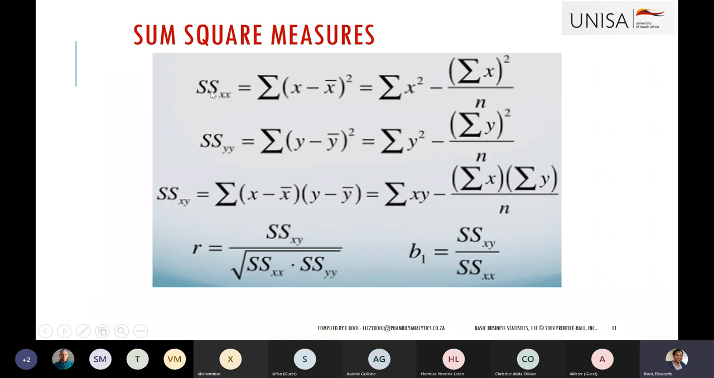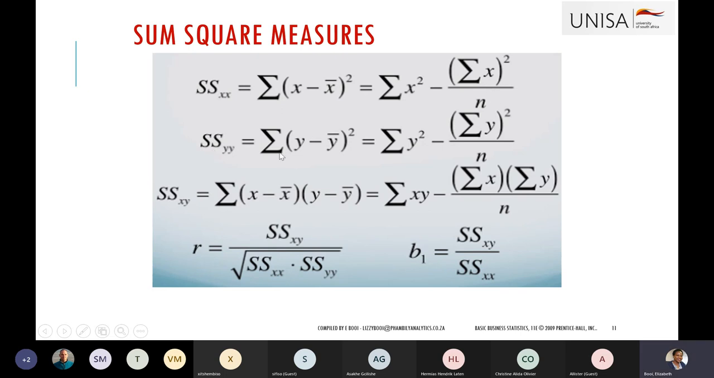sum square measure of X, which is the summation of your X value minus the mean. So for all your observations of X, you subtract the mean, square them, and add them all together. That will give you the sum square of X. Sometimes with the summation, it will be the sum of X squared minus the sum of X, squared, divided by N. Those two are totally different. We will look at this in more detail when we do the activities and exercises.